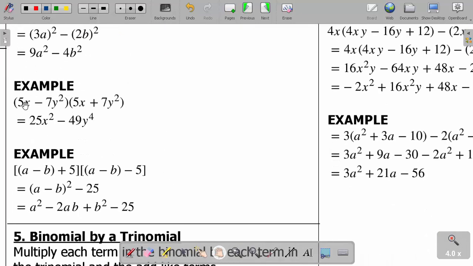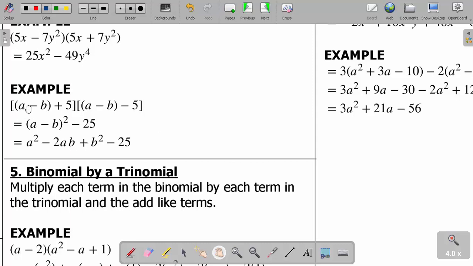What about (5x minus 7y) and (5x plus 7y)? You see they are the same except the operation in the brackets. So 5x squared gives us 25x squared. What about 7y squared? It's going to give us 49y squared. It's going to be first term squared minus last term squared. I hope we are together.